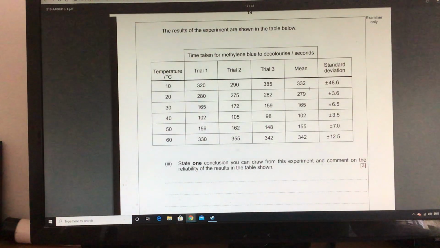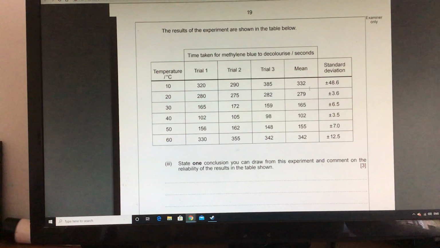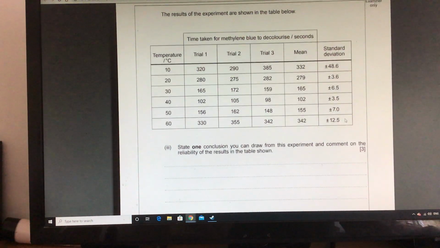So the standard deviation gives you a number for how far away your individual data points are from your mean. That, in a nutshell, is how reliable is your data, not how spot on, how close to the mean are all your data points. Here, that's a huge standard deviation compared to fairly good standard deviations around here, the best one being around 40. Okay, it's not asking you to comment on the data. It's asking you to comment on the reliability of the data, which means you're commenting on this number and these numbers here. So, state one conclusion you can draw from this experiment.